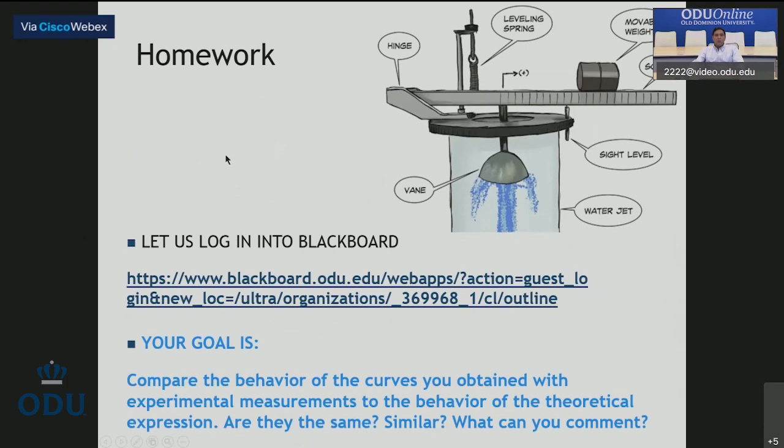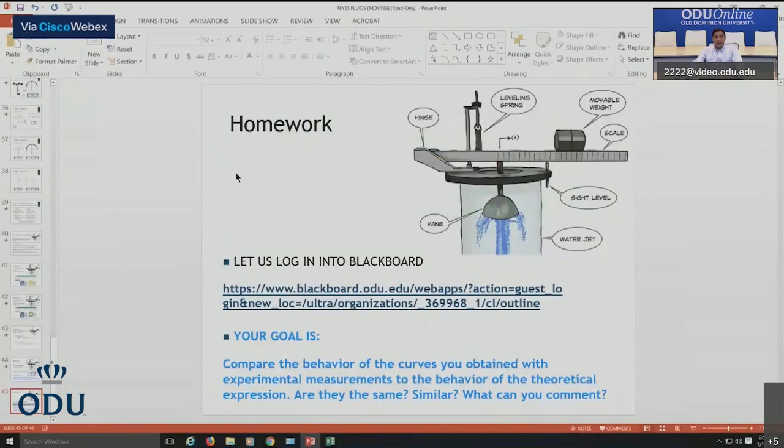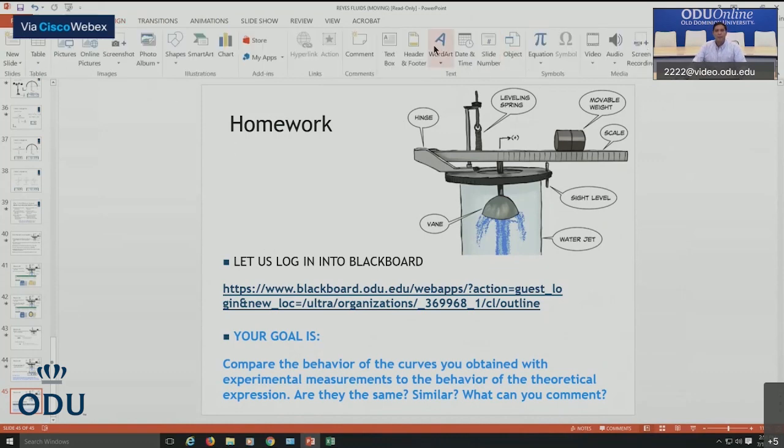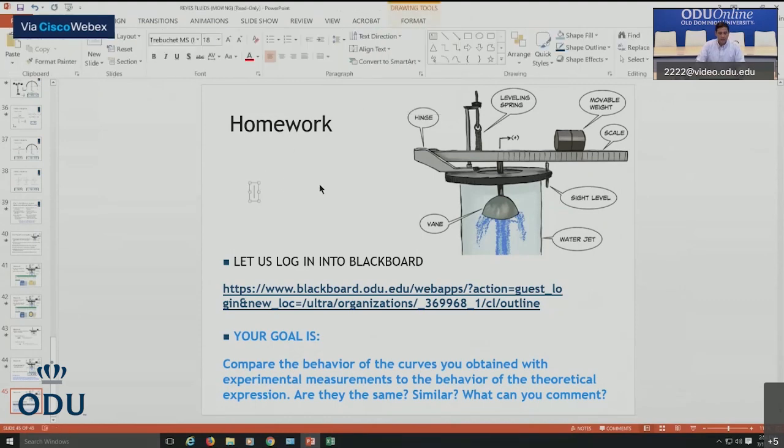If any of you does not have that email, please shoot me an email today. Let me write my email right here. My email is oayala@odu.edu. Please email me so I can send you this link.